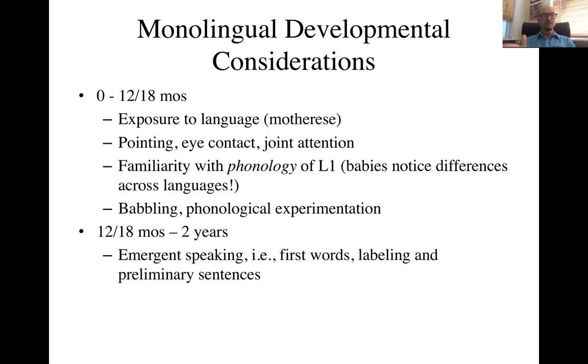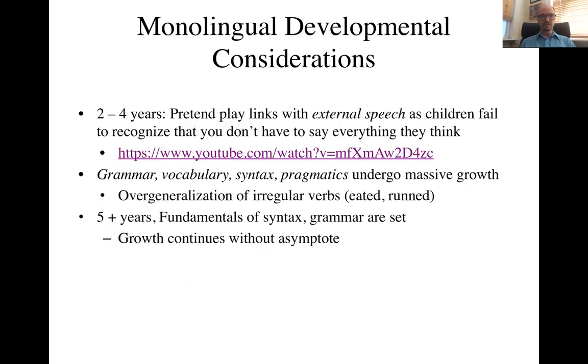And then from 12 to 18 months to 2 years, you see emergent speaking, typically coming. First words, labeling, preliminary sentences. Again, there's a broad range around this shorter band, 12 to 18 months to 2 years. Some babies will start talking before that, others after 2 years. My son, for example, didn't start talking until he was 4 years old. Imagine that, parents in the room. So there is great range around these developmental expectations.